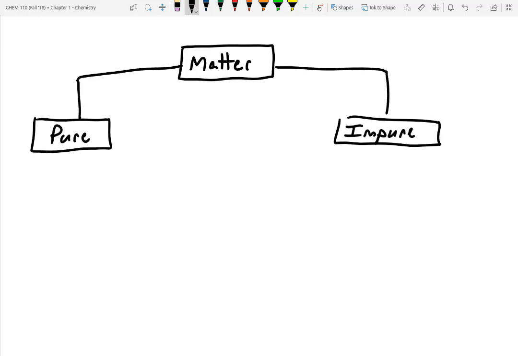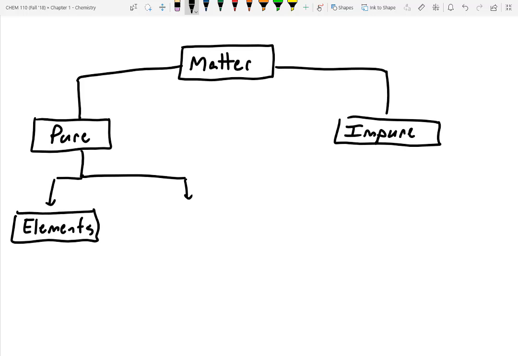All right, pure matter can be split up into two different classes. First class is elements. Easy way to remember if something's an element is to look at the periodic table of elements, which most of you are familiar with in one way, shape, or form. Got a periodic table on the wall. If you see something that's made up entirely of one of those elements, it's an element, right?